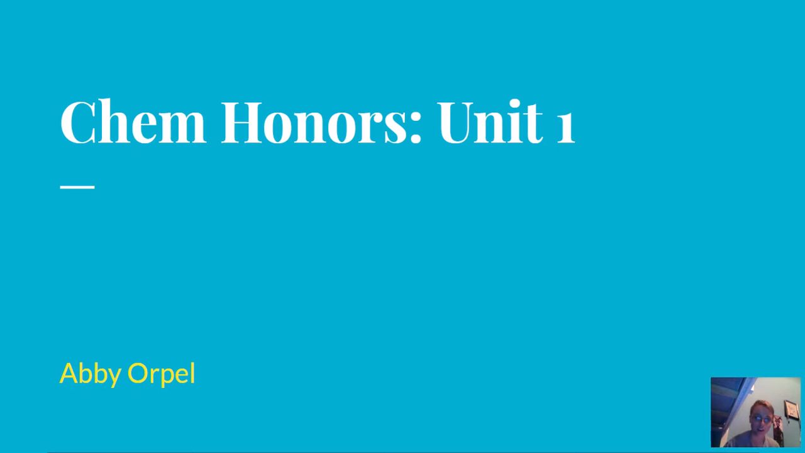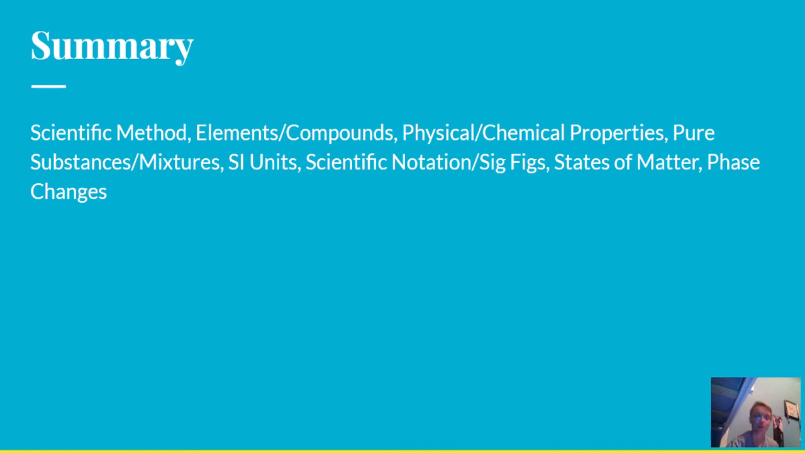So a brief summary on what we will be covering in this video. So Unit 1 of Chemistry covers a multitude of different things, but it is mainly categorized under the term matter. In this video we will cover the scientific method, elements and compounds, physical and chemical changes and properties, pure substances and mixtures, SI units, scientific notation, and significant figures, states of matter, and phase changes. The scientific method is a step-by-step process that scientists use to test a hypothesis and experiment.